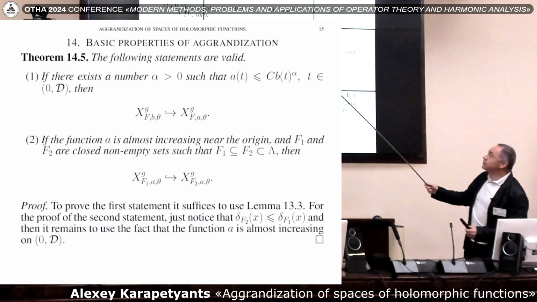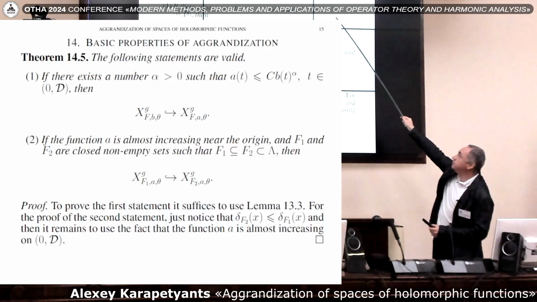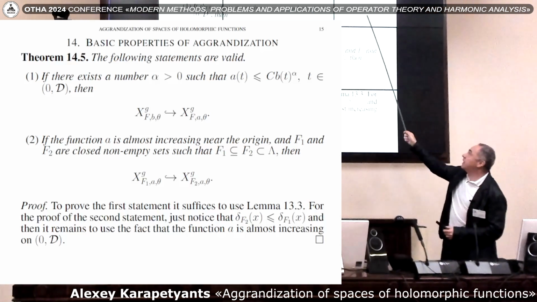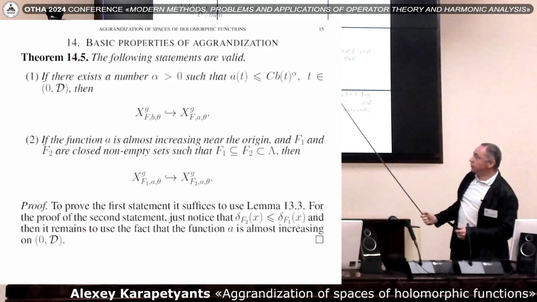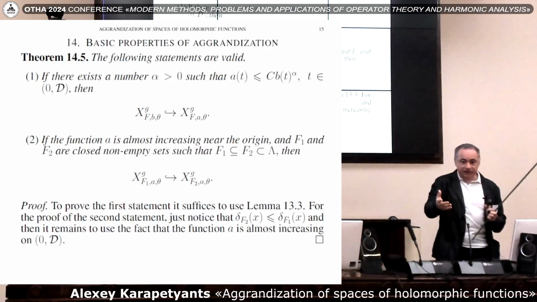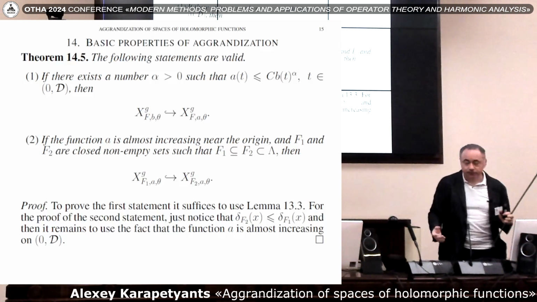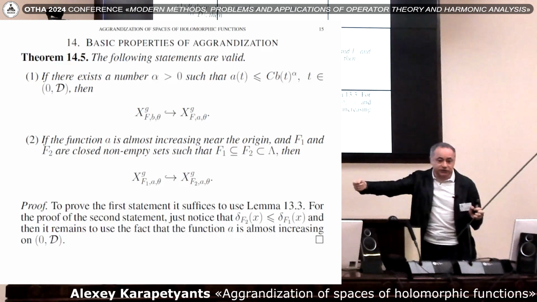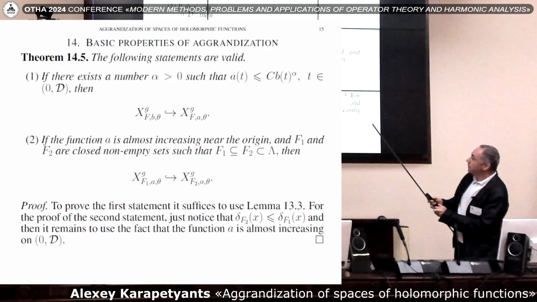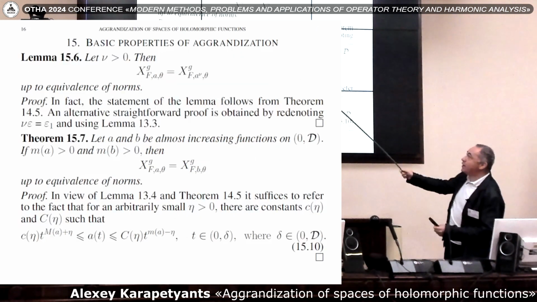Now, if you somehow estimate A less or equal than CB to the power alpha, then you have this inclusion. And alpha is arbitrary. And of course, this is natural. If you have a bigger set, then your aggrandized space is bigger. It's natural. You aggrandize with a bigger set of points. Okay, so you must have bigger space.